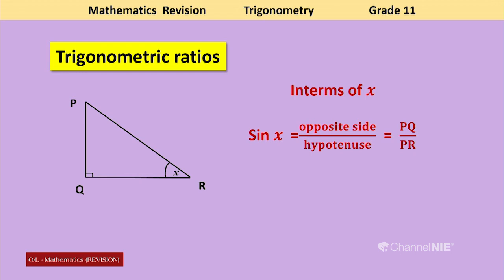Sin, how to define sin? The opposite side PQ should be divided by the hypotenuse PR. Therefore, sin x is equal to PQ over PR. PQ is a length, PR is also a length, right? You can see two real numbers here.